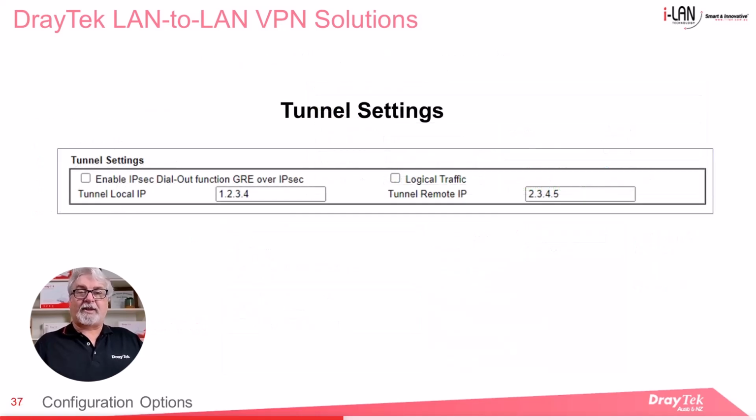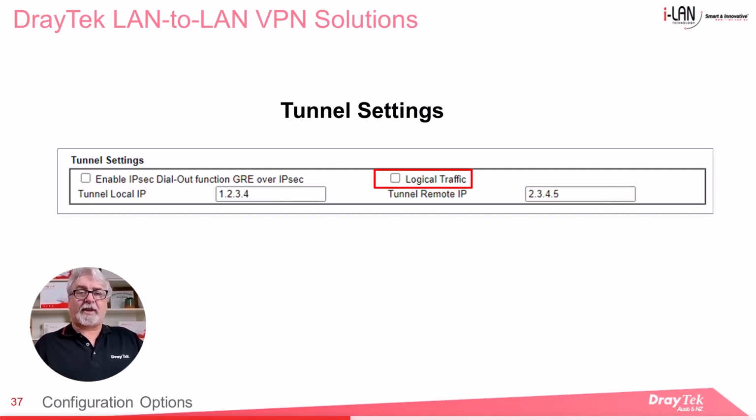The next menu item is tunnel settings. This setting enables IPsec dial-out to use GRE over IPsec. This is mainly used in dual WAN and multi-WAN routers when setting up LAN-to-LAN load-balanced VPN connections between sites. The main thing here is that both ends must be in the same IP subnet for communication. That's the tunnel local IP and tunnel remote IP.